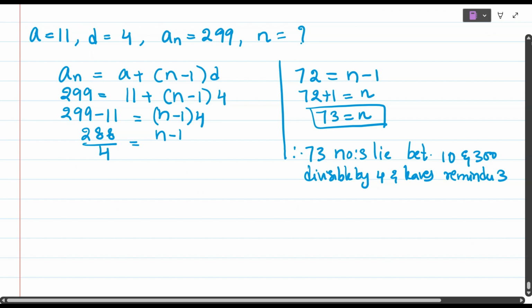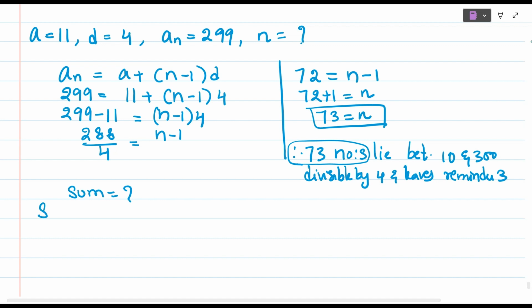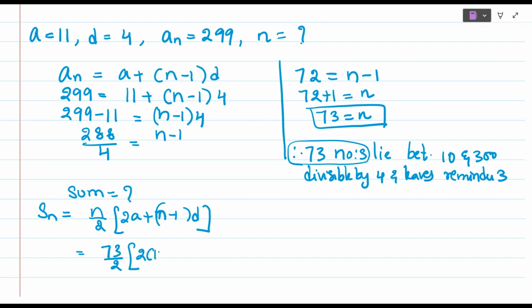So students, we got the value of n. So after finding the numbers, what are they asking us to do? They are asking to find the sum also. So we know the formula, Sn is equal to n by 2 into 2a plus n minus 1 into d. Right, we are going to use this formula, students. So n, how much we got? 73 by 2 into 2 into a, 11, plus n minus 1, that is 73 minus 1, into d, how much? 4. Is it clear?